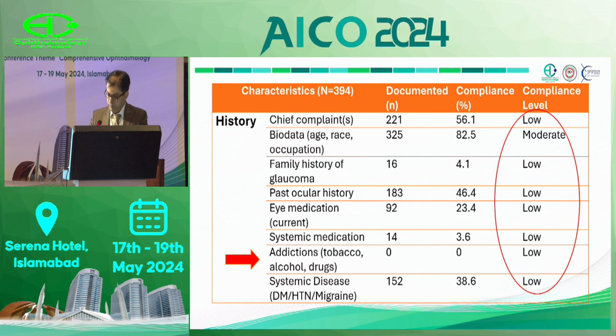So I want to highlight what is happening in our setup. If you can see the last column, the compliance level, in the history part we all had low to moderate compliance level. And if you see the addictions, like did the ophthalmologist or eye doctor ask about addiction, it is 0. Nobody asked about any addictions. So it was 0% in this element. And the rest of the chief complaints, biodata, family history, past ocular history, eye medication, systemic medication, disease, all had low compliance levels.